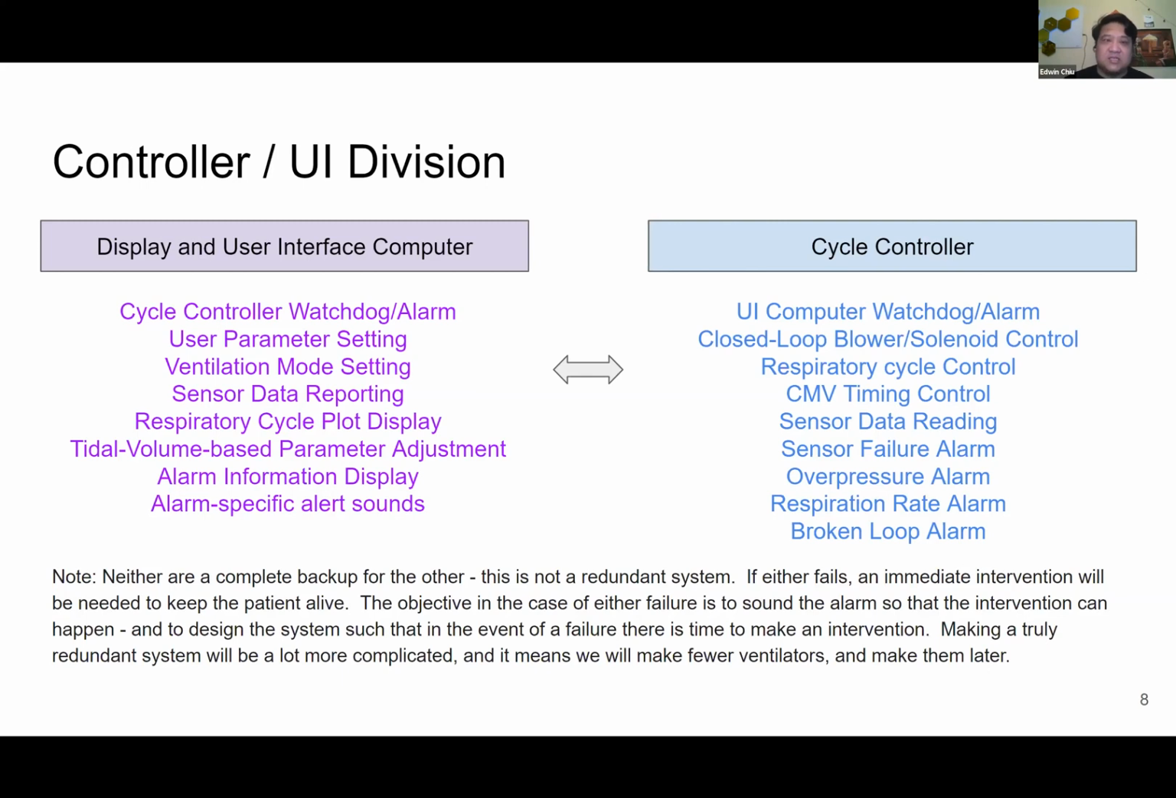In general, I've just listed out the tasks for each of the computers. The display and user interface computer will keep an eye on the cycle controller and raise an alarm if the cycle controller stops responding. It will handle the user parameter setting and the ventilation mode setting. It will report the sensor data, typically in graphs, and that's the respiratory cycle plot display. And it will also handle the tidal volume-based parameter adjustment.